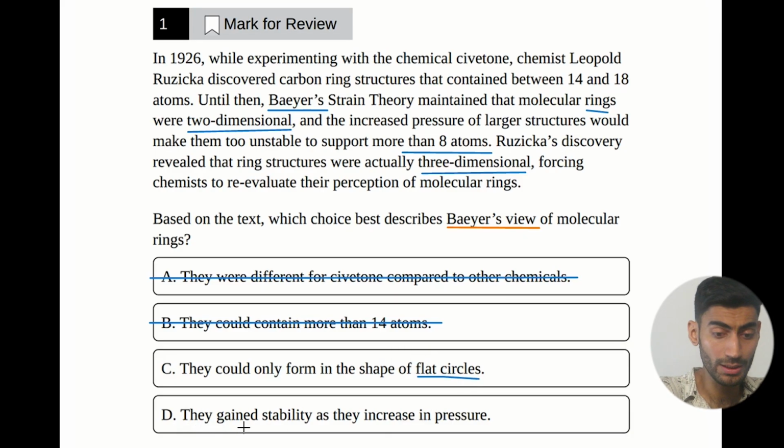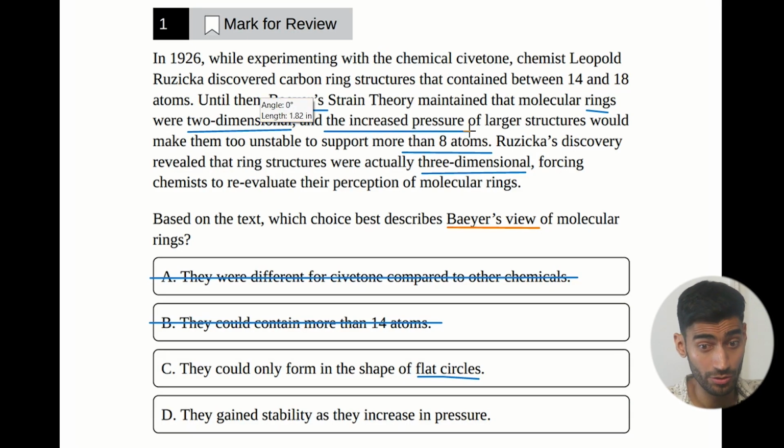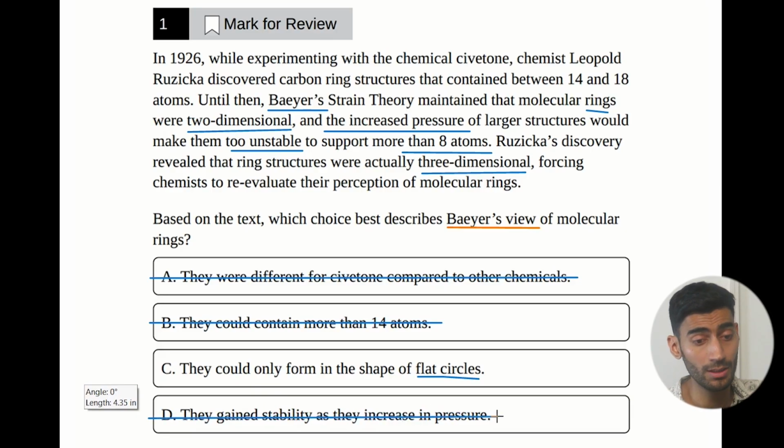D, they gained stability as they increase in pressure. This is exactly, in complete opposition again, to what Bayer used to think. The increased pressure of larger structures would make them too unstable. So if there's too much pressure, too many atoms, they become unstable. But option D says they gained stability as they increase in pressure. So this is completely wrong as well. And the answer is option C.